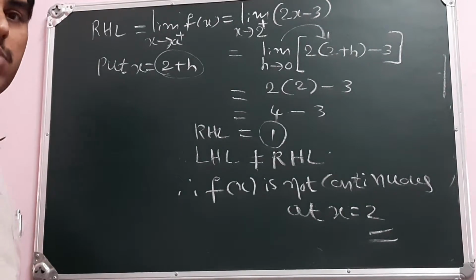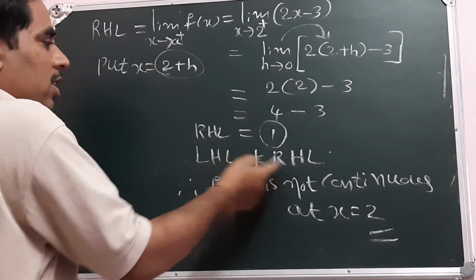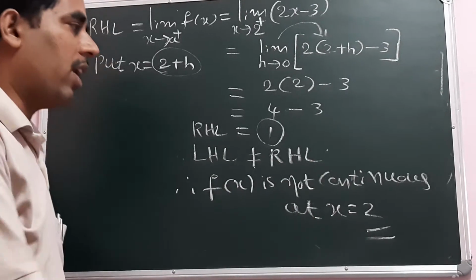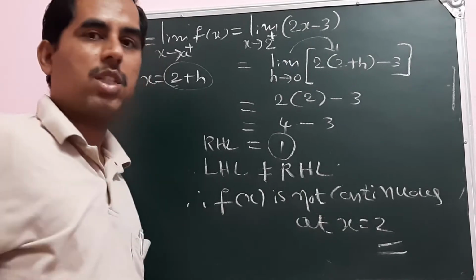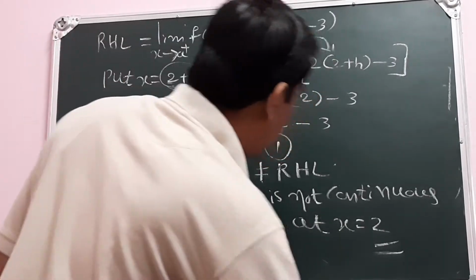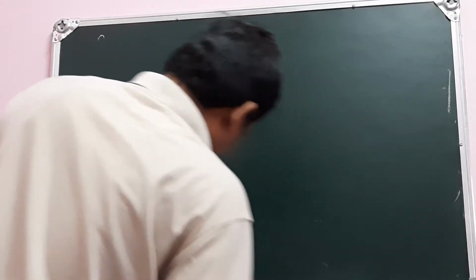Okay, so this ends the problem. Here we have not found the value of the function at the given point. It is not necessary. Since the limits are not equal, here itself we can decide that the function is not continuous at x equal to 2. In this way we can work out the problem. So let us consider another problem for 4 marks.